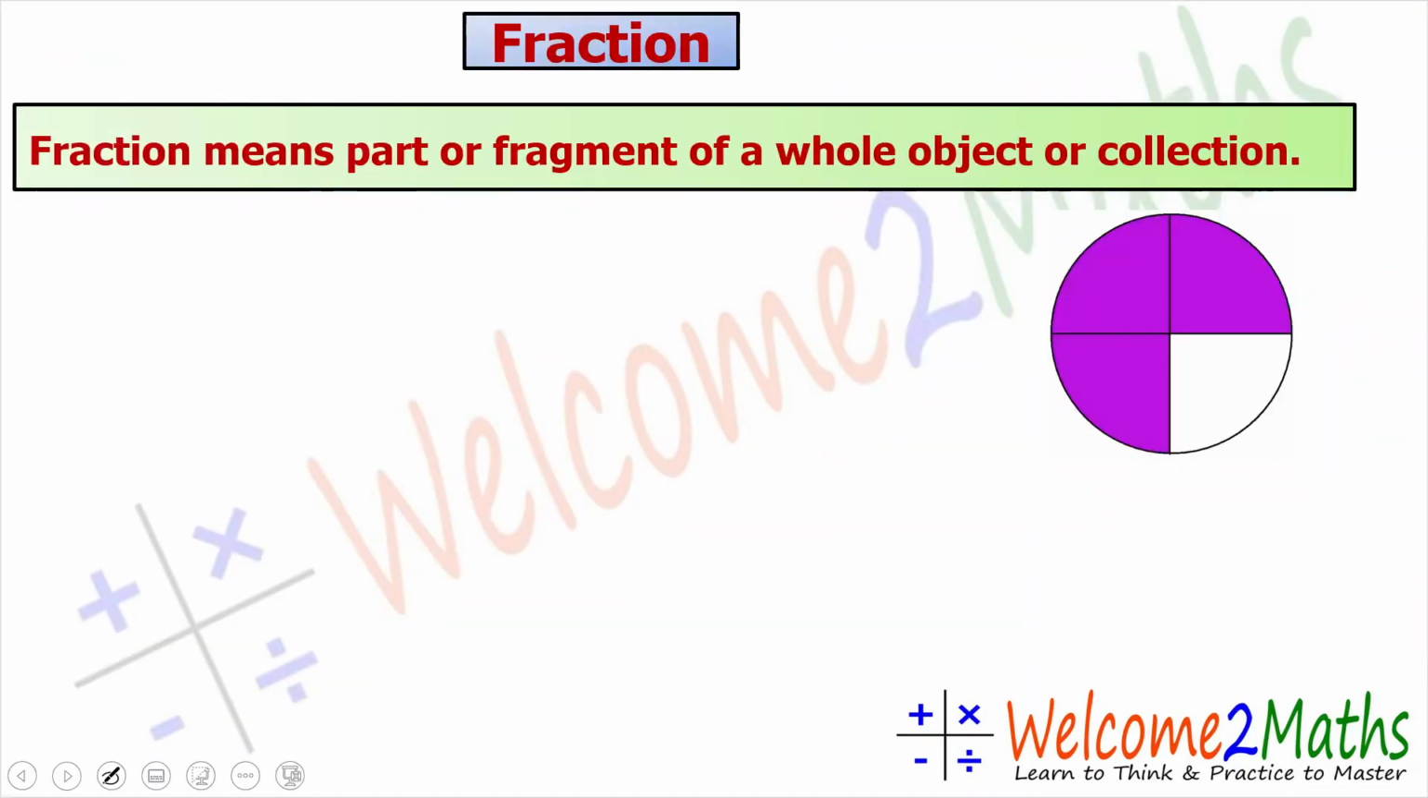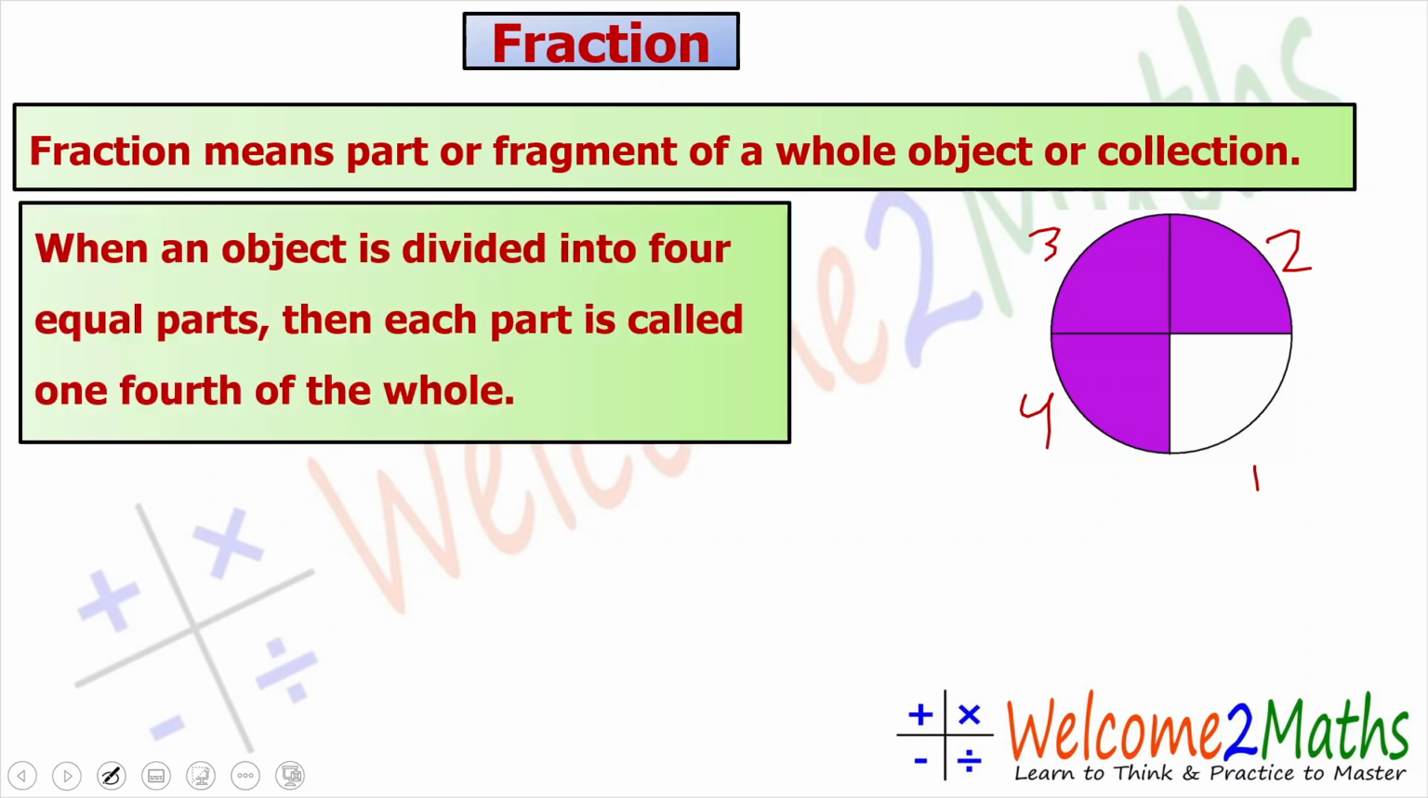So at first let's understand what is fraction. Fraction means part or fragment of a whole object or collection. Here you can see we have a circle, and we divide the circle into 4 parts: 1, 2, 3 and 4. When an object is divided into 4 equal parts, each part is called 1/4 of the whole. Whenever we divide a circle into 3 equal parts, each part is called 1/3 of the whole. If we divide a circle into 2 parts, each part is called half of the whole.